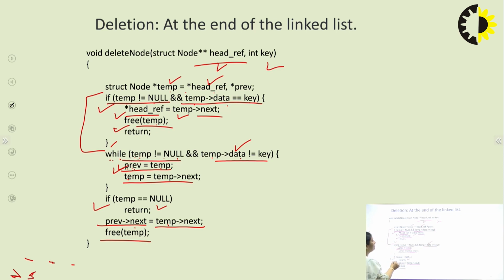So in this way, we will delete a node which has the key value stored. We are taking the key value, and the node with this key value will be deleted.